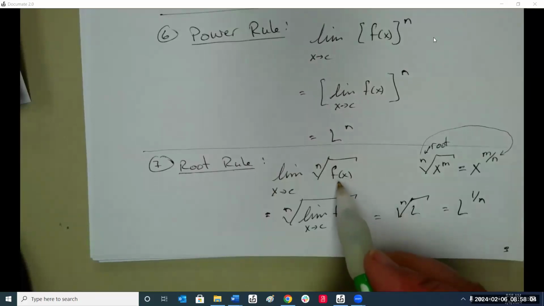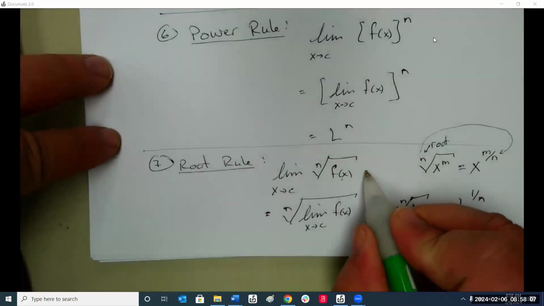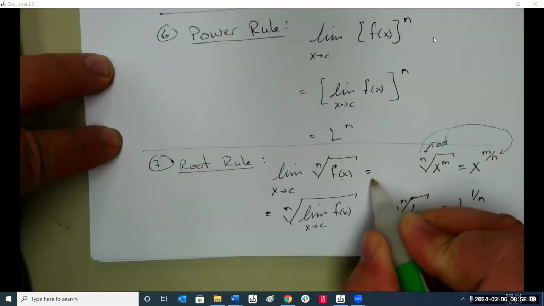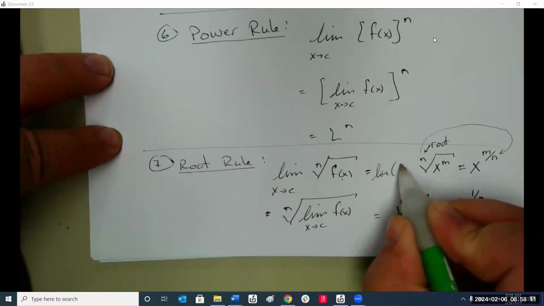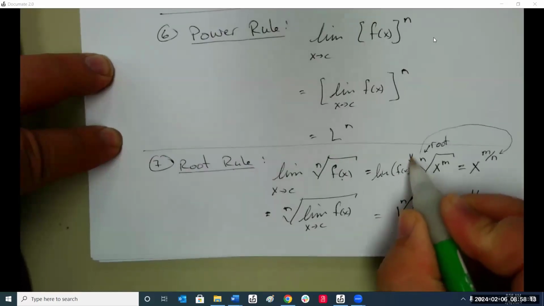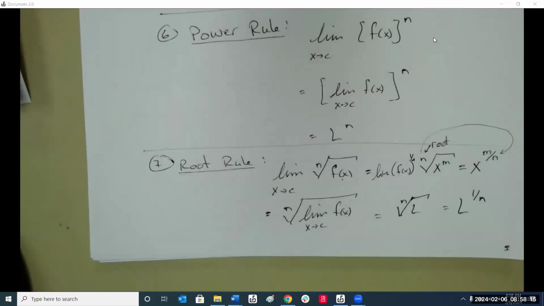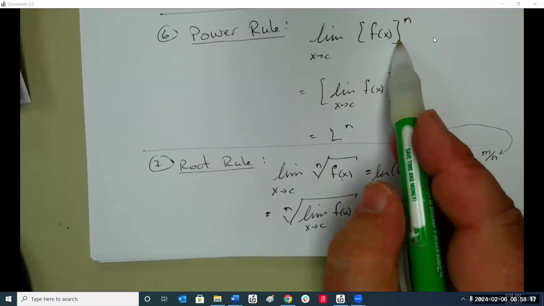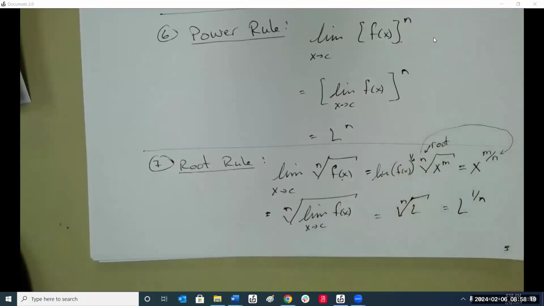Or you could have done it up here. We could have done this one was the limit as f of x is 1 over n. Now we're back to this rule. Okay, what's our next example?